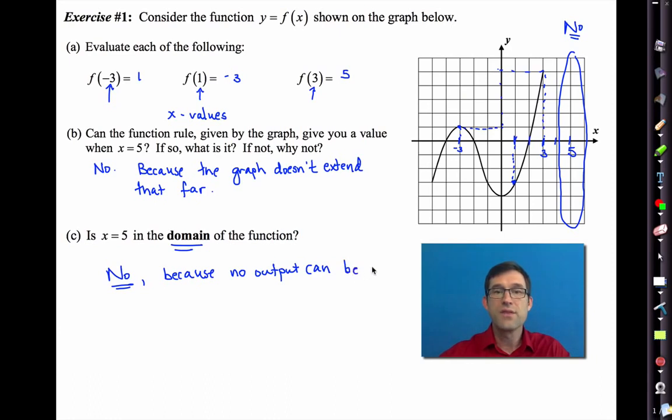And that is the real basis for this piece of terminology, right? A value of x will be in the domain of the function if you can find a value of y, or an output, for that value of x. 5 can't lie in the domain, simply speaking, because there is no value of y that goes with it. All right? So I'm going to clear out this text. Write down whatever you need to.